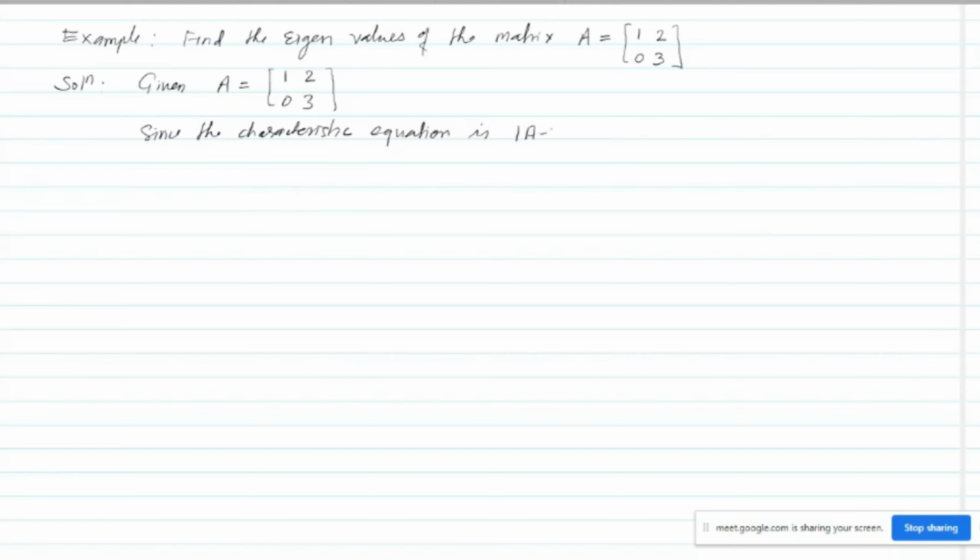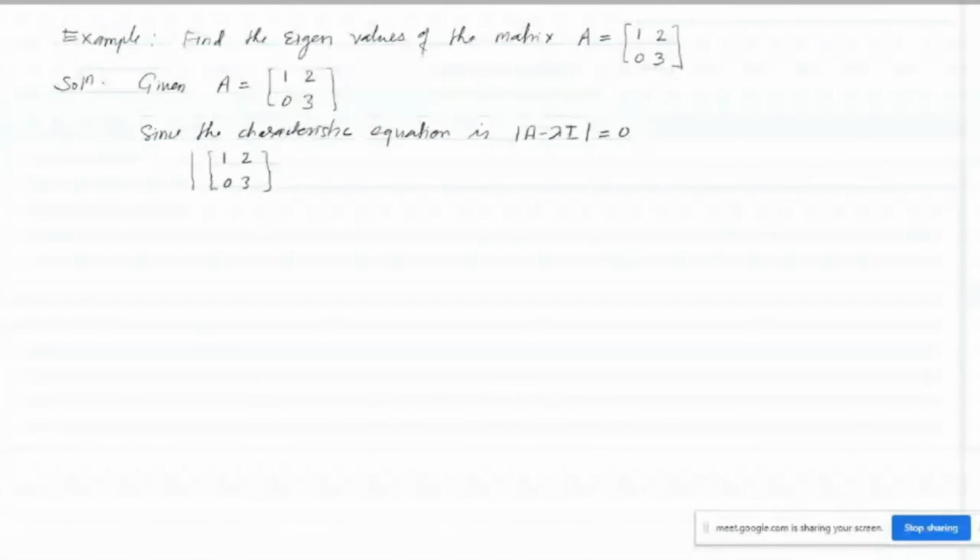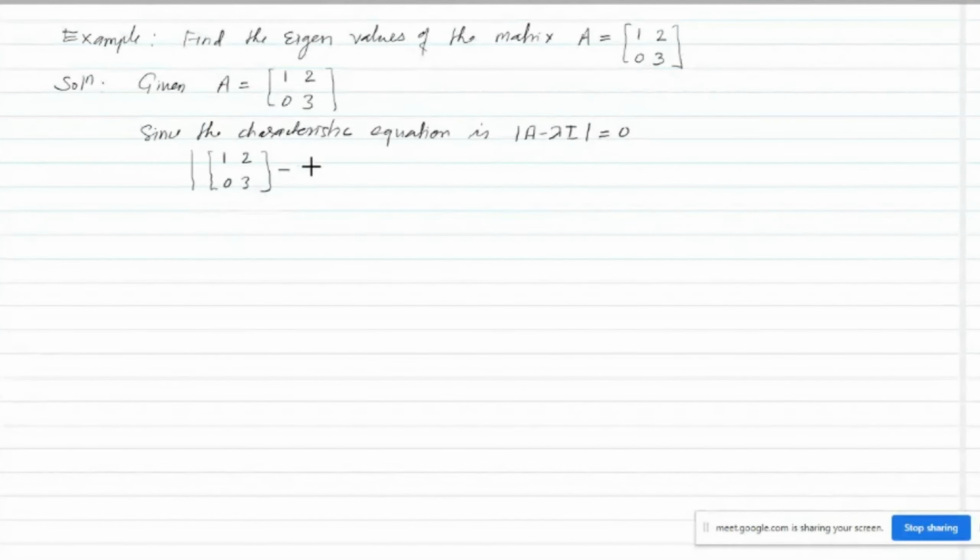Determinant of A minus lambda I is equal to 0. This is your formula. Okay, so just write down the characteristic equation. So we have the matrix. First is what? Your determinant. Just write down determinant like this. In the determinant you just write down matrix 1, 2, 0, 3. Now minus lambda as it is.